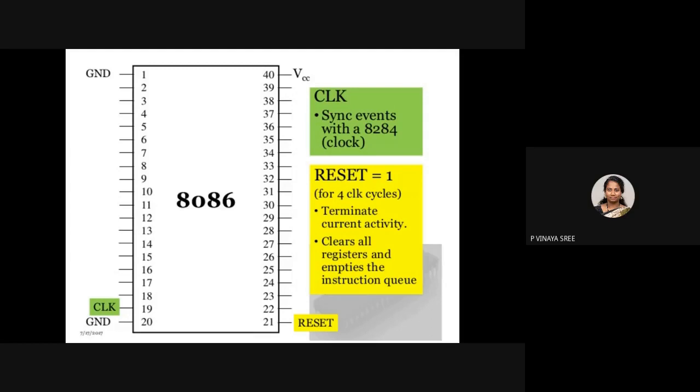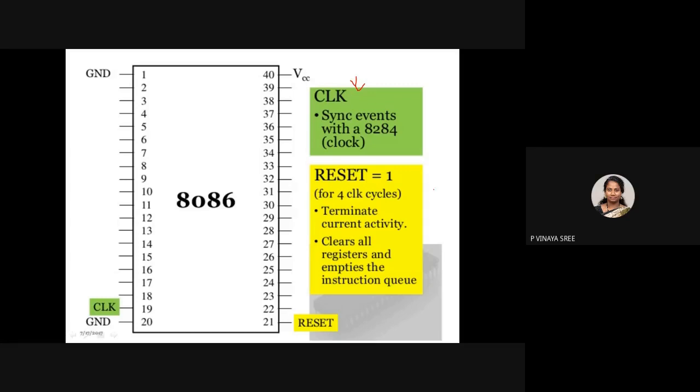Just as if two people are playing something, there should be synchronization between them. Why? Because the processor is a very high speed device compared to the other devices communicating with it. So for this, we maintain the 8284 clock internally. It operates in 3 modes, based on the version: 8086 version 1, 2 and 3. If it is 1, it operates at 5 megahertz. If it is 2, it operates at 8 megahertz. If it is 3, it operates at 10 megahertz.